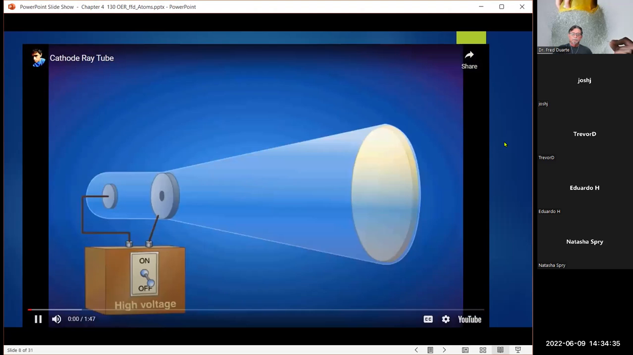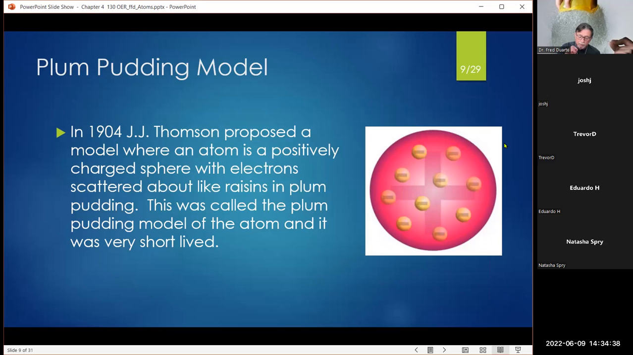So from his experimentation, okay, he determined, in 1904, he proposed a model for what the atom is made up of. They have a model called the plum pudding model, whereas somewhere in the atom was a positive charge area, and these negative charge particles were somewhere on the outside of the atom, okay? Very general model, because not enough information is known, okay?